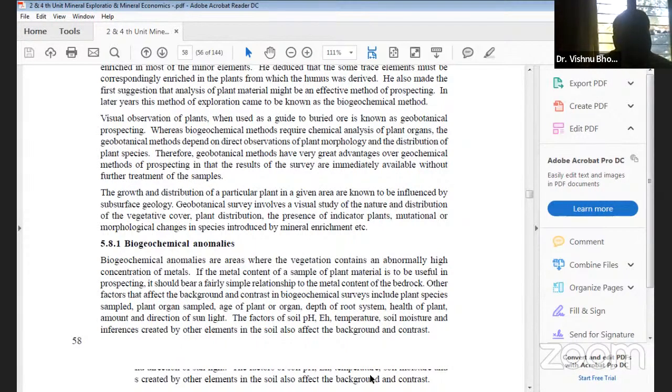Geobotanical surveys involve a visual study of the nature and distribution of the vegetative cover, and how the plants are distributed in that particular location. Some indicator plants are useful for identifying different mineral deposits or ore deposits, and morphological changes in the species introduced by mineral enrichment, and other features also we have to identify.